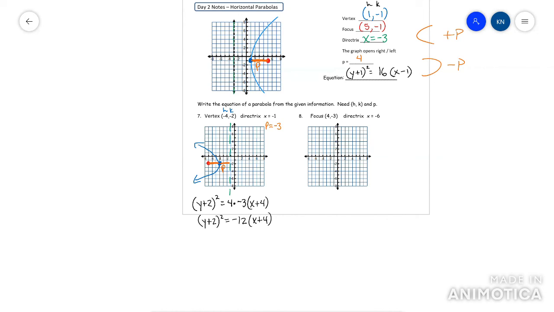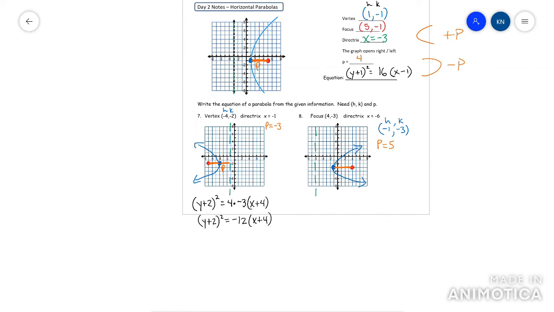All right, this last one, plot your, well, I guess it gives you your focus, so that's 4, -3 right here. It's the red dot. Your directrix x equals -6 is a vertical line right here. Remember, you kind of look at this thing and you split the difference and you find the dead center of it, which would be here, and that's your vertex. So this vertex, this h, k, is -1, -3, which tells me that this graph is going to open to the right like this. Tells me my p-value is +5.